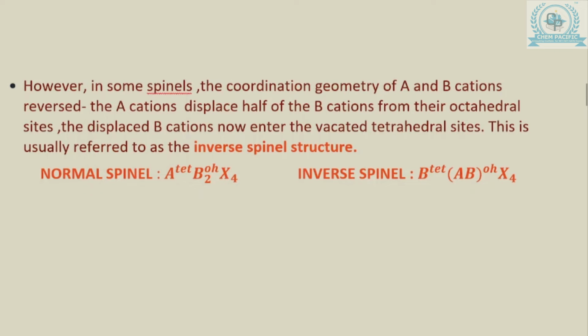Why and how is it so? I already explained to you. And the inverse spinel is represented like this. So what happens is, when half of the B comes out and occupies the tetrahedral voids and A enters into the octahedral void, then it is known as inverse spinel.